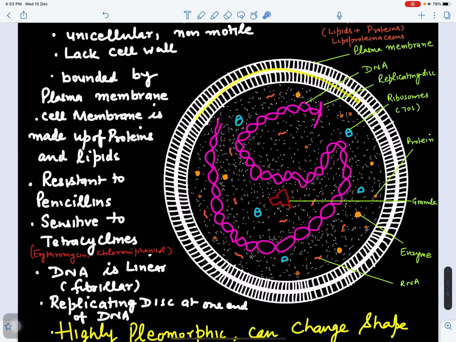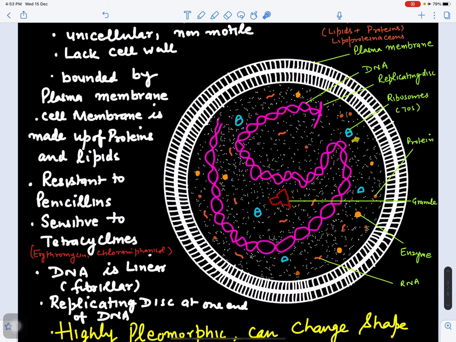Now, if we see its structure, this is its outermost covering, called the plasma membrane. The cell wall is not present. Inner to this, this part is cytoplasm, which is shown dotted like this. Then it has genetic material in the form of DNA. This is double-stranded DNA, and this DNA has a replicating disc on one side. This behaves like the mesosome of bacteria. It will help in replication, and also in the separation of one nucleoid into two nucleoids. So the DNA is attached to the replicating disc.